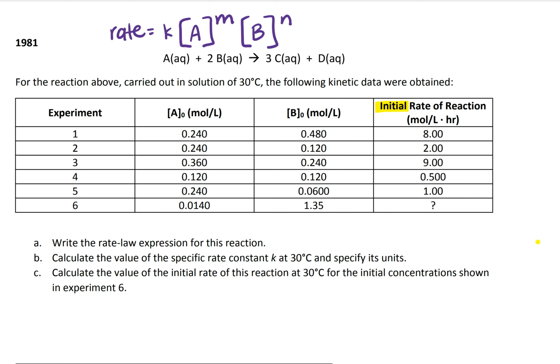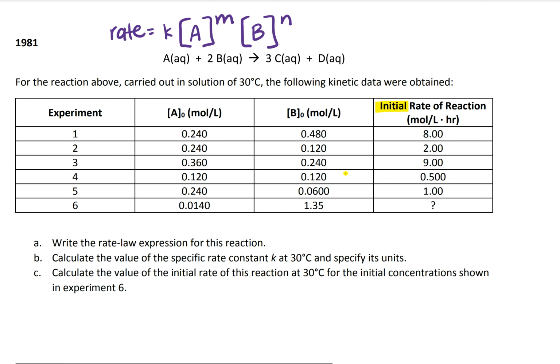Okay, so I have to see how the concentration of A is affecting the rate, and then how the concentration of B is affecting the rate. We're going to show you two different methods. The first one is just going to examine this table, and we call this the table logic method. I'm looking for two experiments in which B is held constant, but A is changing. And I see here that in experiment 2, B is 0.12, and it is also 0.12 in experiment 4.